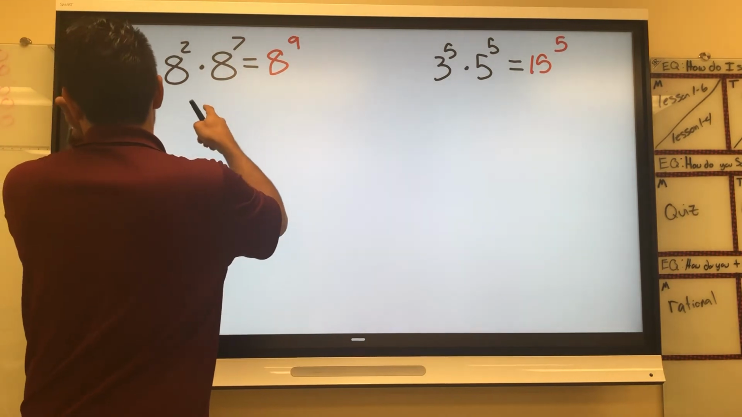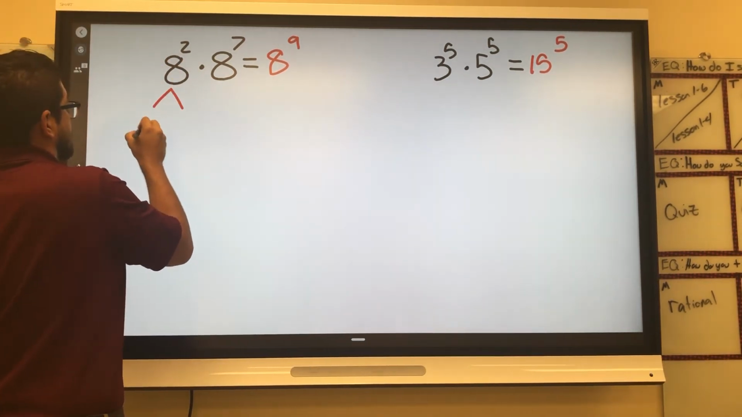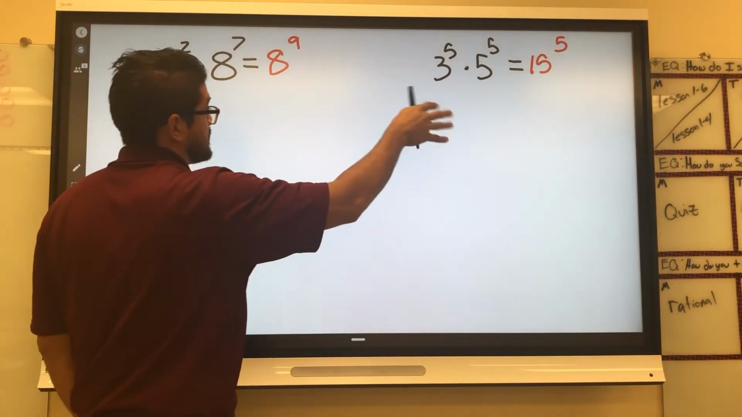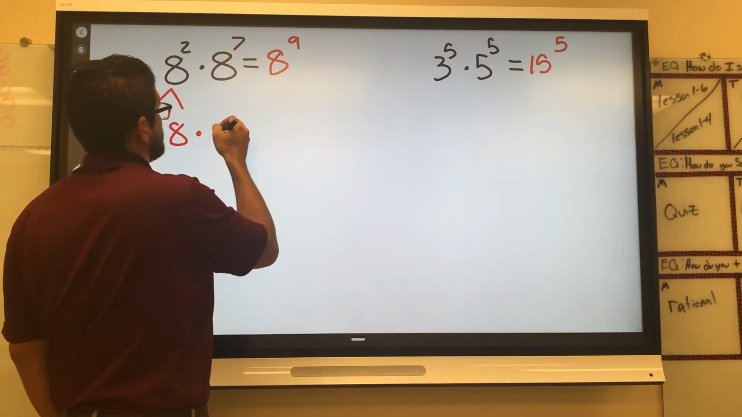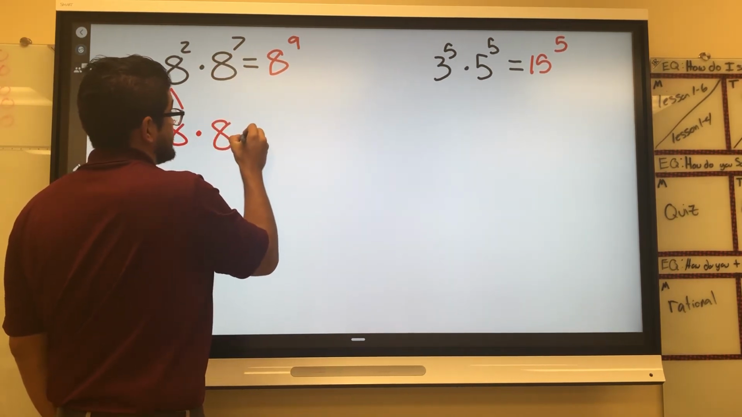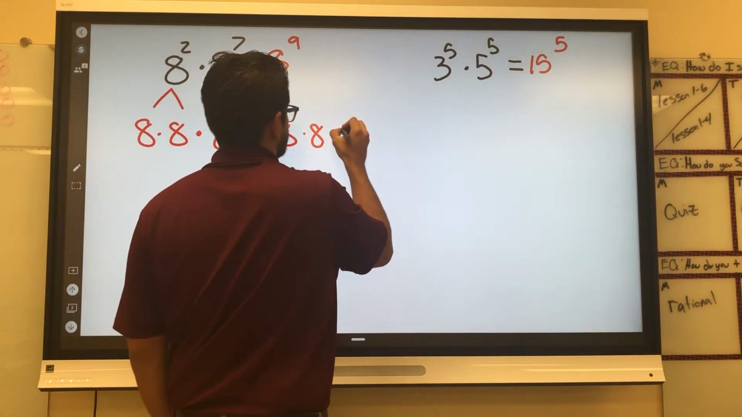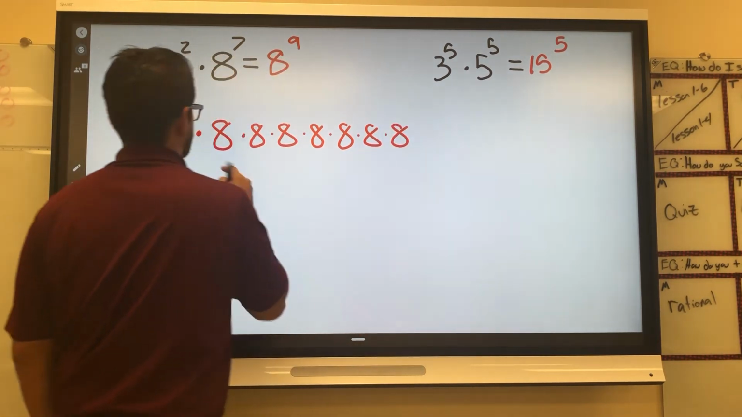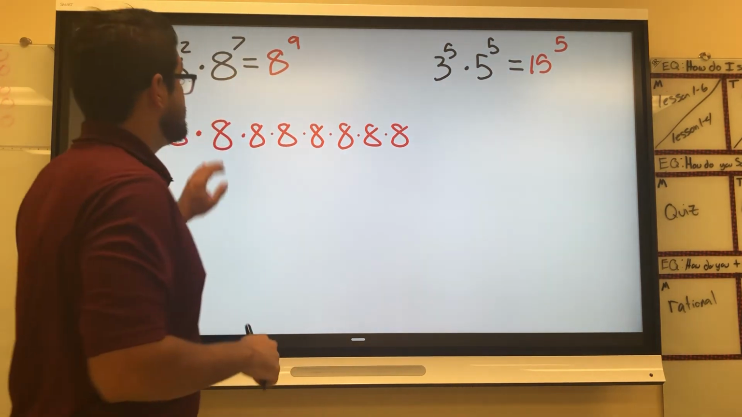Now the reason for this one, so it's 8. This one is 8 times 8. So I'm going to branch this out. This is 8 times 8. Now this one is 8 times 8 times 8 times 8, 7 times. So this is multiplying. I'm bringing down the multiplying. And then I'm bringing down this one, right? 8 times 8 times 8 times 8 times 8 times 8 times 8. Okay, how many do I have? 1, 2, 3, 4, 5, 6, 7. I did it. So this is 8 to the 7th.